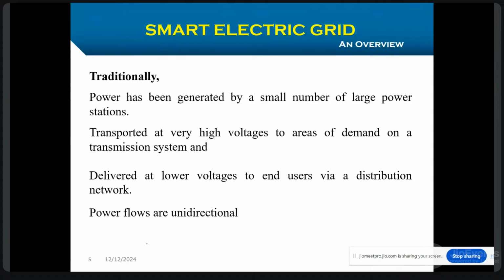And in this case, the power flows are unidirectional. The important thing is that it is unidirectional. So what do you mean by unidirectional power flow? Can anybody say? In traditional grids, we are saying that the power flows are unidirectional. Yes? From source to load. Madam, power can only flow from source to load. Only the real power. Okay.